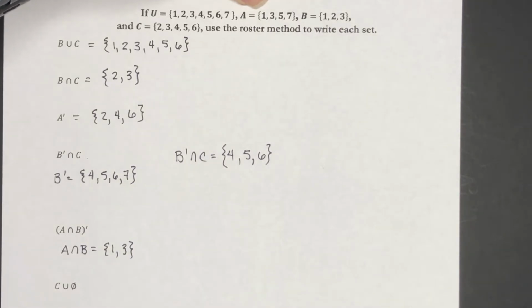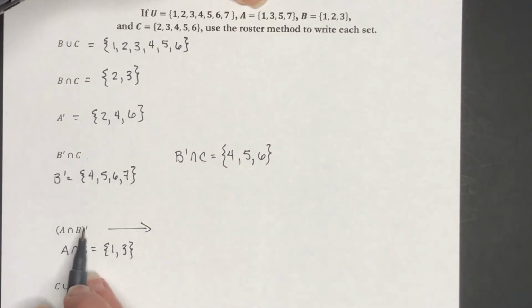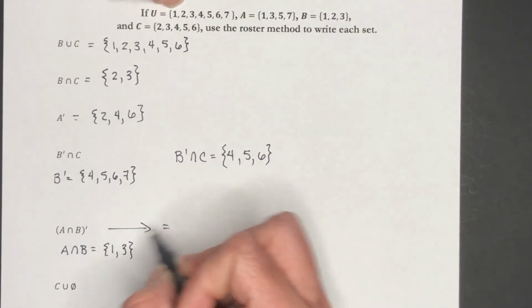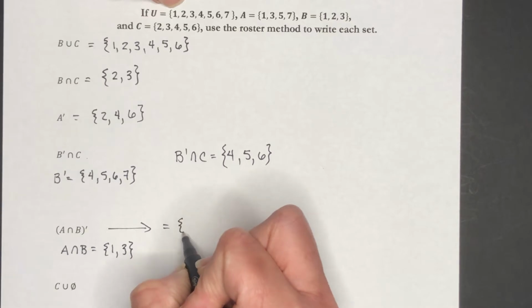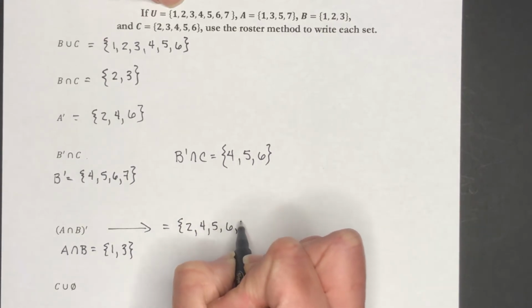Okay, so now if I want the complement of this, it just cannot have 1 or 3 in it. So I go to U and I start listing the things that are not 1 and 3. So 2, 4, 5, 6, 7.